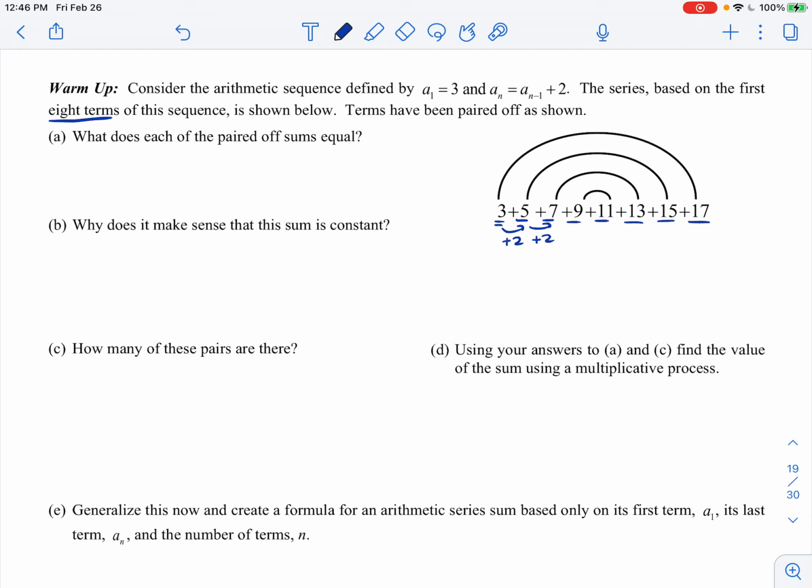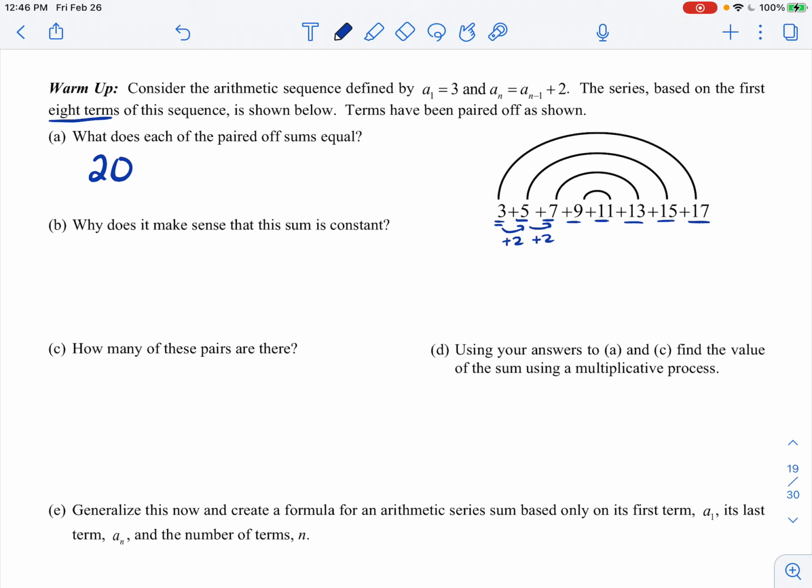We're trying to add them up. And it says we paired off the terms as shown. So 9 and 11 are the middle two terms, and they're paired. 7 and 13, 5 and 15, and then the first and last terms, 3 and 17, are paired off. And it says, what does each of these paired off sums equal? Okay, if I took 3 and 17 and added them together, I would get 20. If I took 5 and 15, I also get 20. Add 7 and 13, you get 20. Add 9 and 11, you get 20.